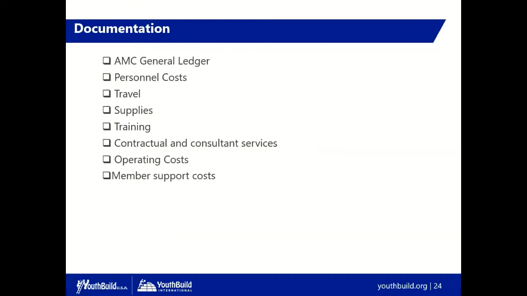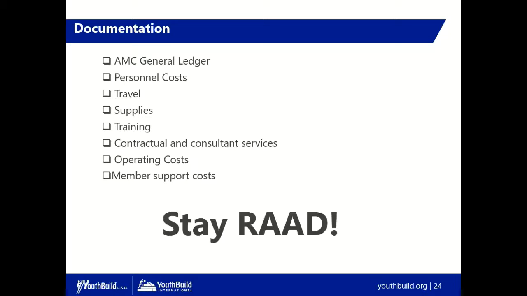So far under documentation, we have covered a general ledger, personnel expense, travel, supplies, training, consultant services, operating cost, and member service cost. All of them might not apply to you, although general ledger applies generally to all programs. One thing you need to pay attention to is any expense you are reporting on a monthly basis to AmeriCorps, they need to be reasonable, allowable, allocable, and documented. And as I mentioned, we have more resources that delve deeper into what RAD is, and we'll be sharing that later in this webinar. And I will pass it to Michael now.